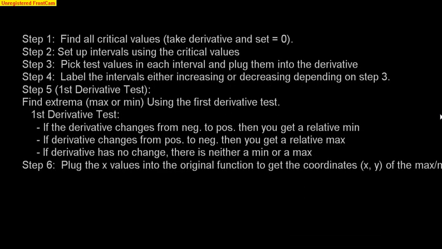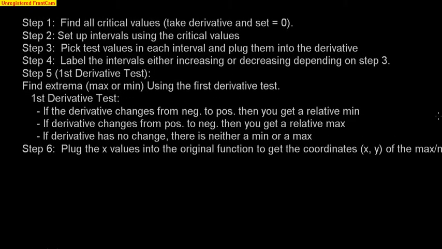These are the steps. We want to find the critical values, and that's taking the derivative, setting it equal to 0 and solving for x. We're going to set up intervals using the critical values, making a number line. Step 3, we're going to pick test values that go into the derivative. That's the important part here. We have to make sure that we evaluate these in the derivative. We're going to label the intervals increasing or decreasing, depending upon what we did in step 3.